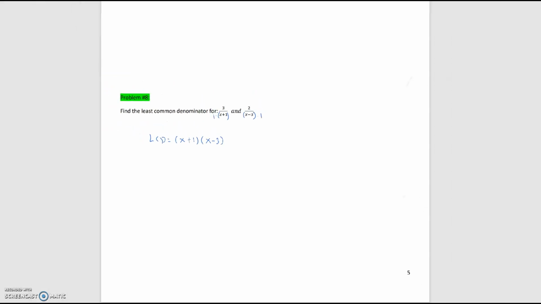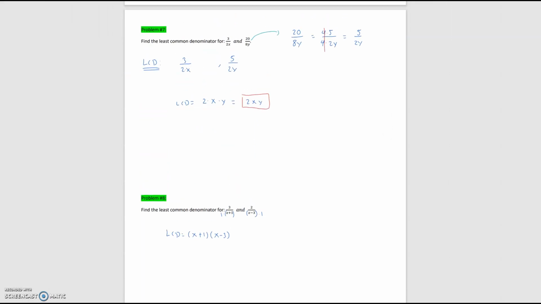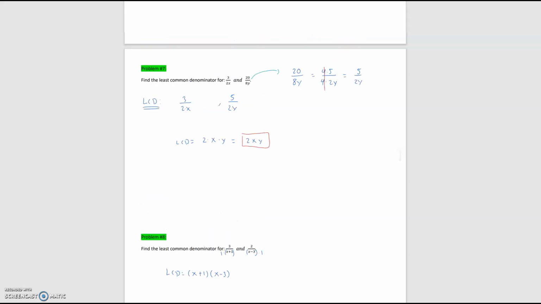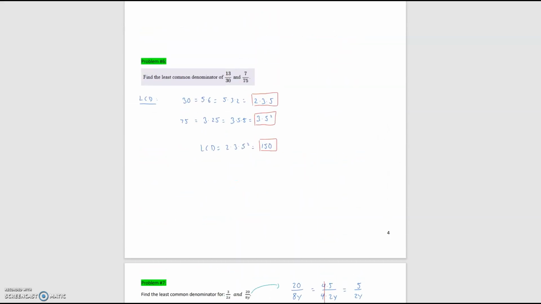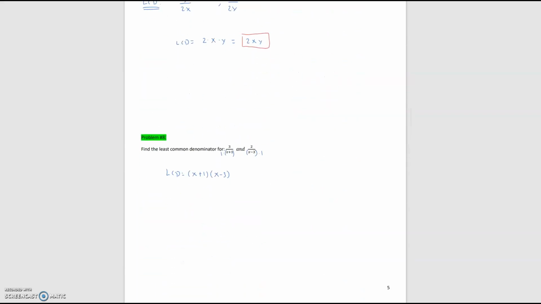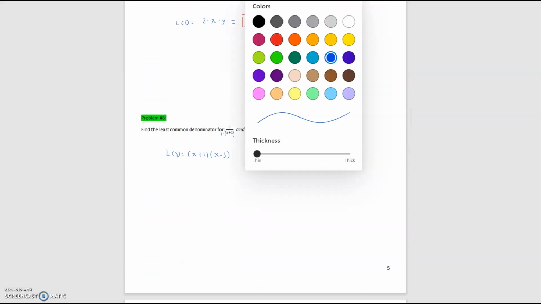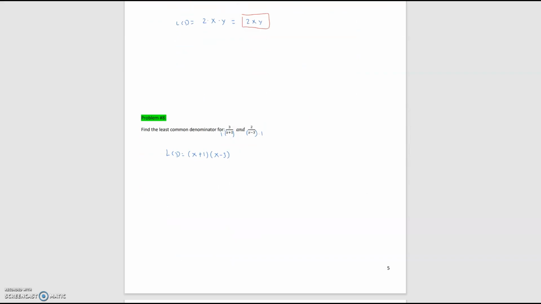So same idea as the previous problems. As long as you contain one of the variables, it has to be included in your LCD. As we did earlier, if you contain 2, you have to include it in the LCD. Except that on problem 8, your values happen to be sums, meaning x plus 1 is one term and x minus 3 is another term. And that's actually it for problem 8.